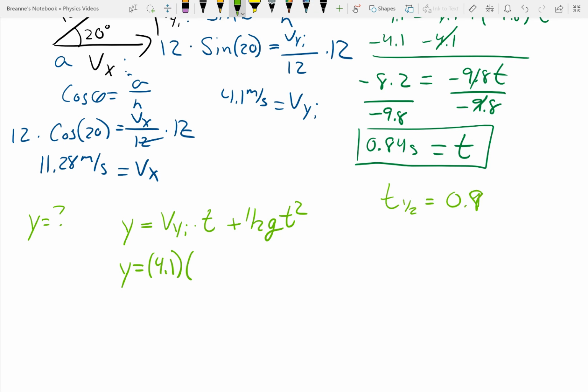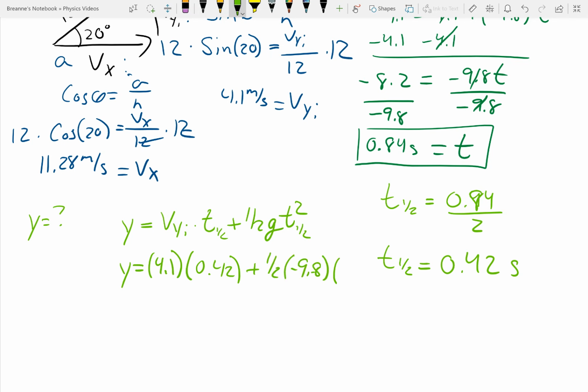So we need half time. Divide by 2. 0.84 divided by 2 would get you 0.42 seconds. So that is our half time, and that's what we need here. So we plug that in. Don't forget your negative. It'll throw you off if you don't. 0.42. So now we just plug that into our calculator.